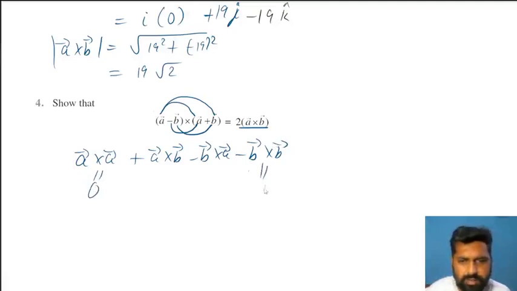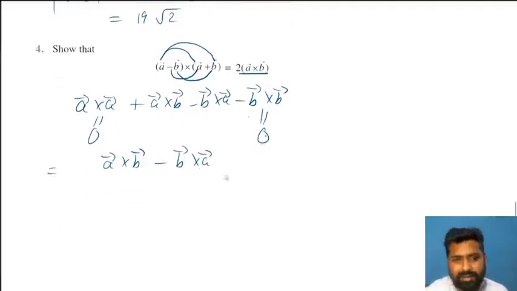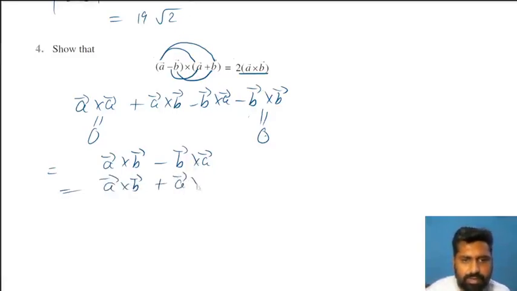What's B cross B? 0. Okay, so what we are left with is A cross A, no, this is 0 now. So what is left is only A cross B minus B cross A. And you know from the non-commutative property exactly, B cross A is just the opposite of A cross B. So B cross A is minus A cross B, and negative negative becomes positive. So this is 2 times A cross B.